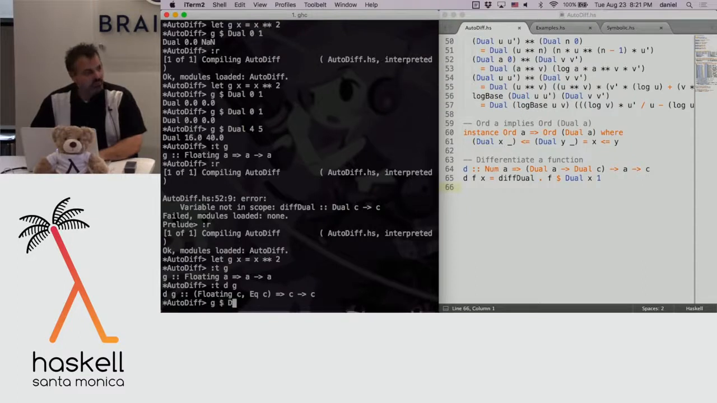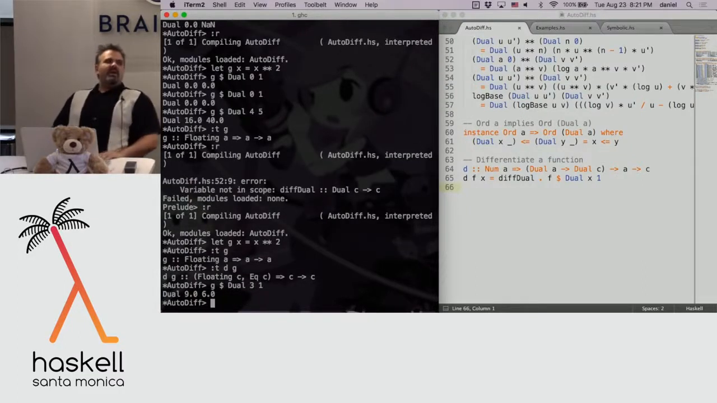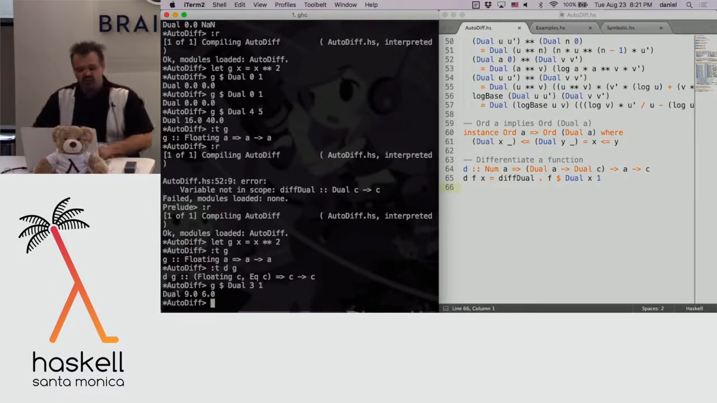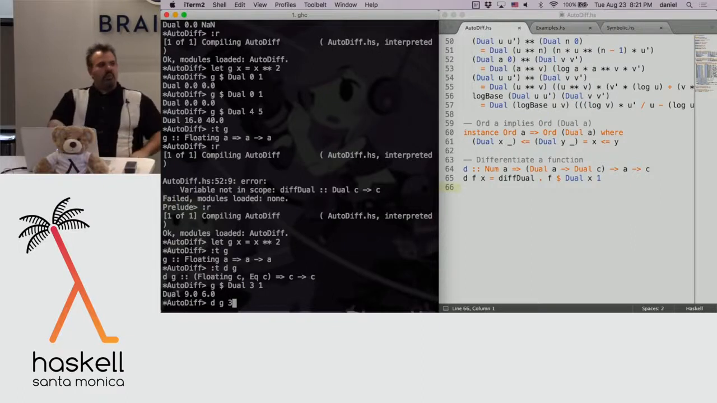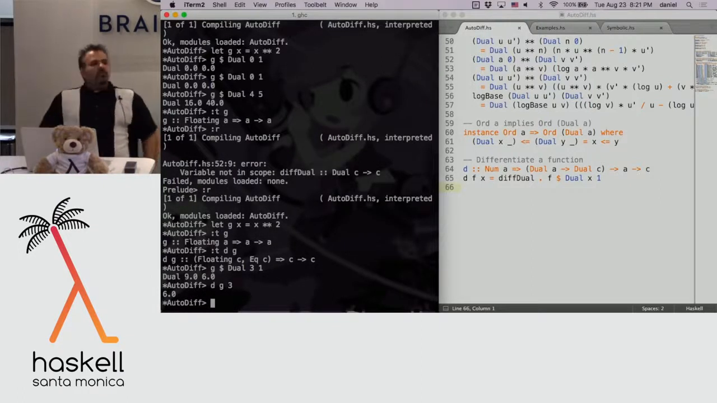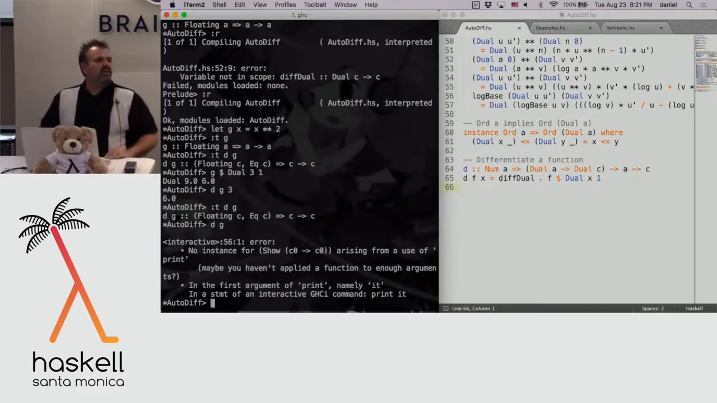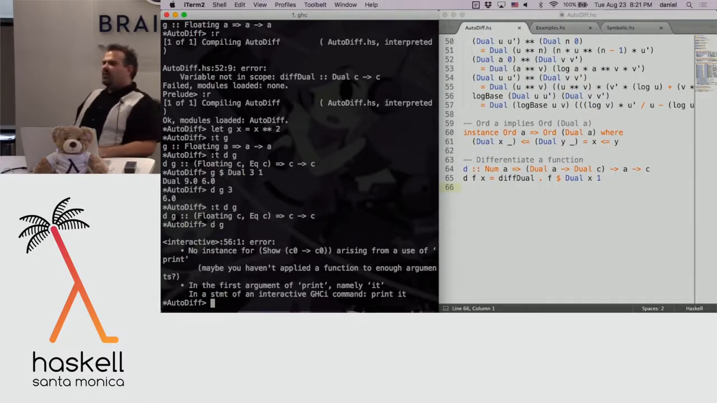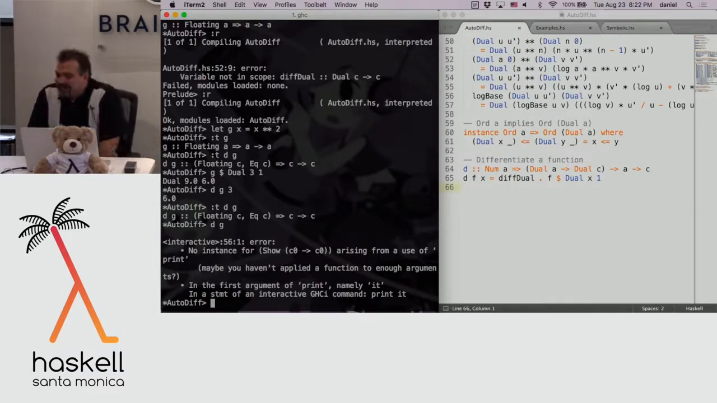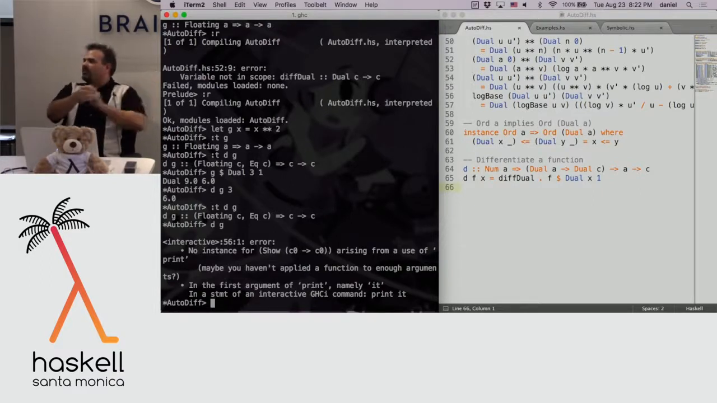So let's take our G and apply it to dual 3, 1, and we get dual 9, 6. That's the function value and the derivative at 3. Well, let's apply D G simply to the number 3. And we don't need that artificial one right there. And we get 6. So what is D G in our code? D G is the derivative of the function G. So we can't look at it. The people who wrote Haskell forgot to write a Show instance for functions. But anyway, this is an actual Haskell function. That's kind of the point here.